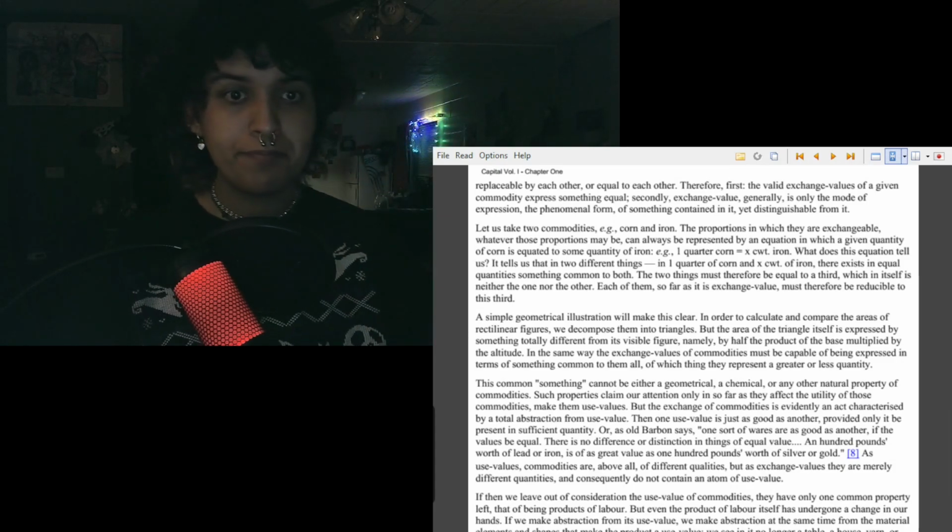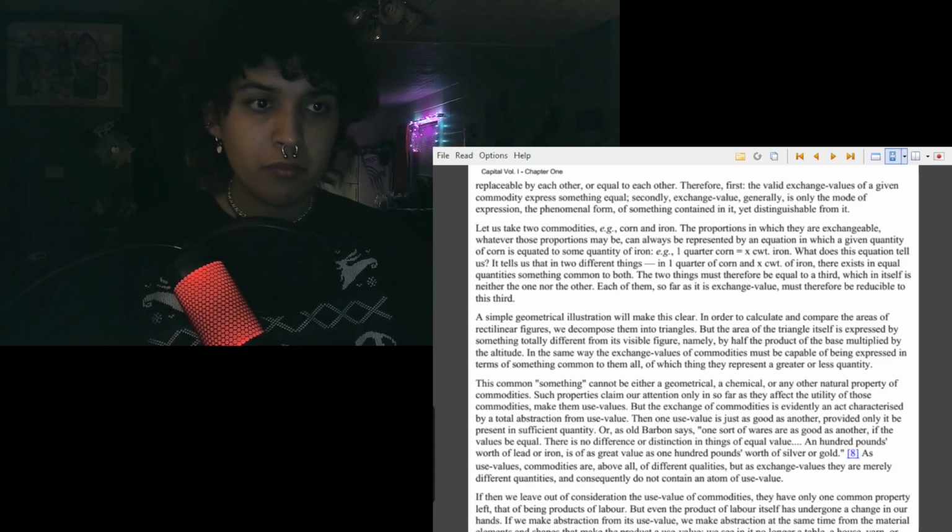Take two. The proportions in which they are exchangeable, whatever those proportions may be, can always be represented by an equation in which a given quantity of corn is equated to some quantity of iron, e.g., one quarter of corn equals some amount of iron. What does this equation tell us? It tells us two different things.